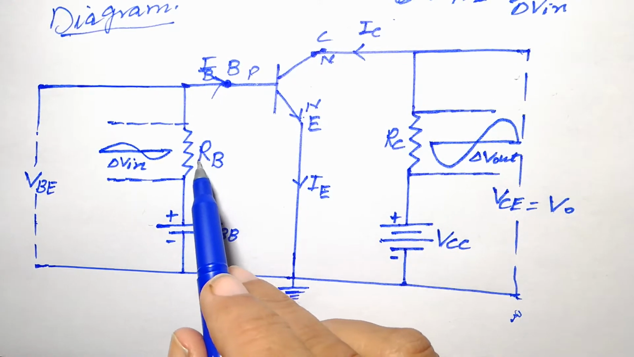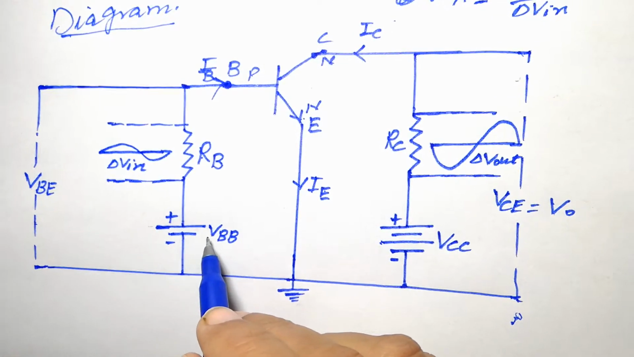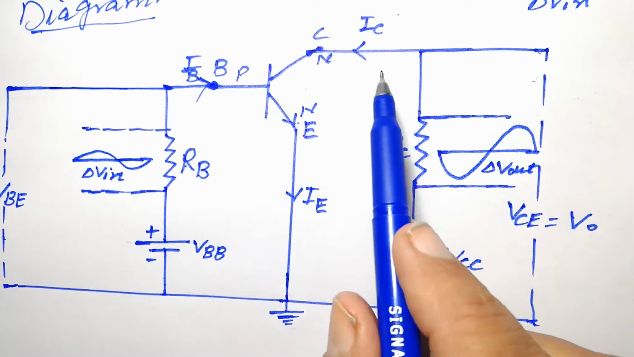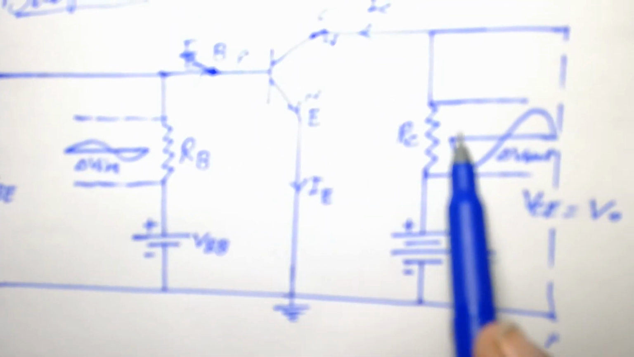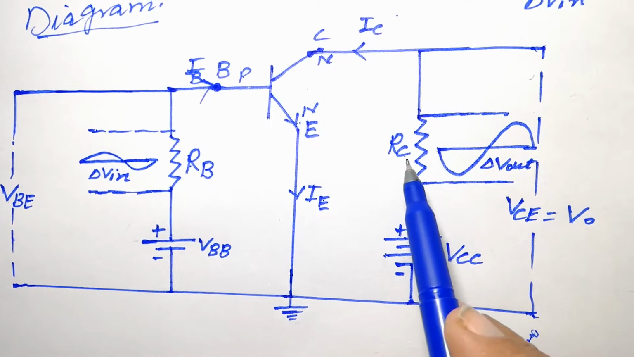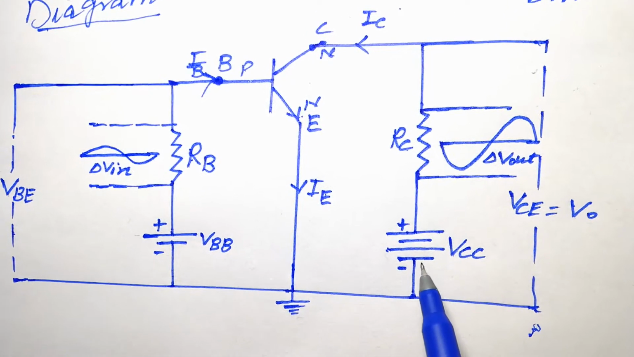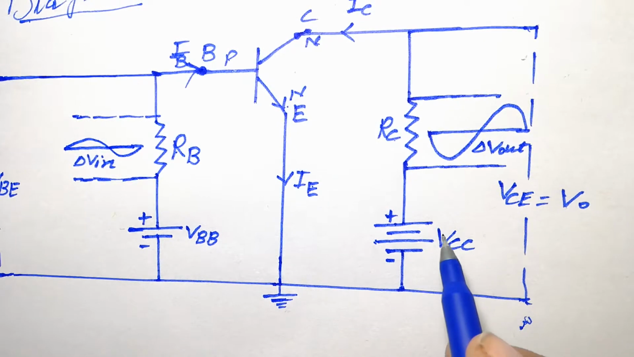We have connected the resistance RB with the base, and the battery connected here is VBB. Similarly, the resistance connected with the collector is RC, and the input is applied at the base side. The output is taken across this collector resistance RC. The battery used here, with positive and negative terminals, is the VCC battery.